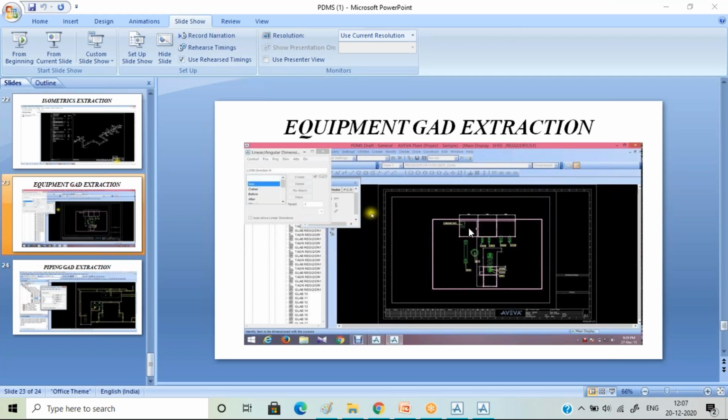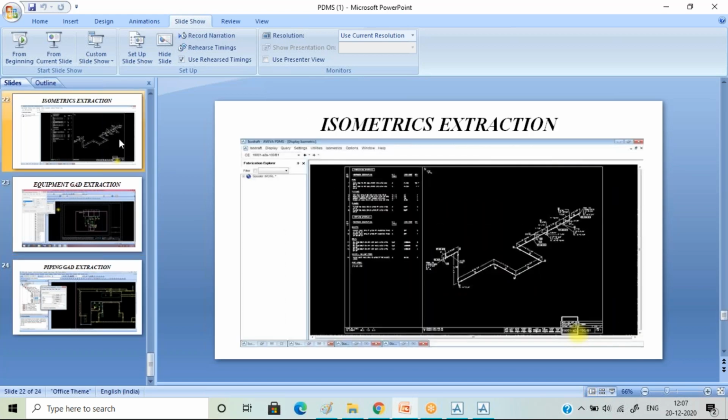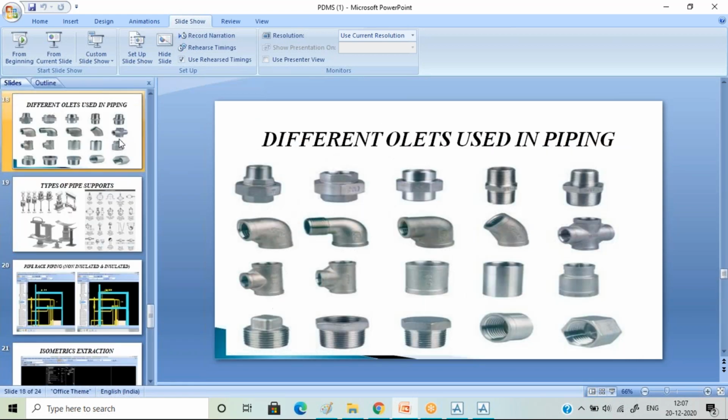You cannot have a situation where you throw a particular GAD to your site and your persons are not able to locate the equipment. Location of each and every equipment is very important, so the GAD has to be taken care of. Okay, so this is what we will be doing in your entire piping course. This is what all we'll be studying.